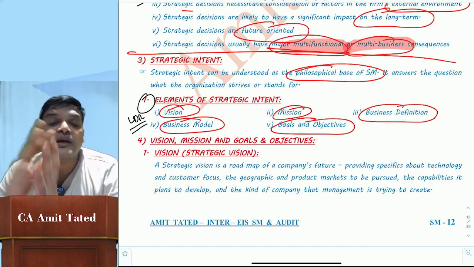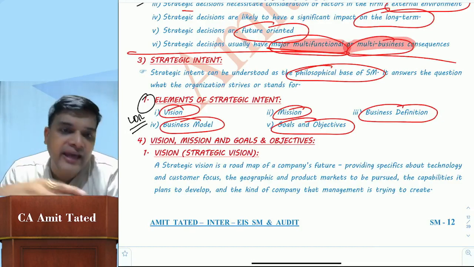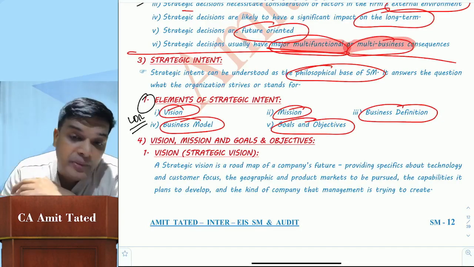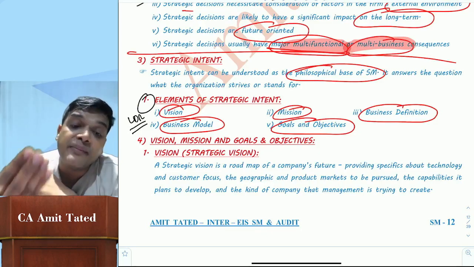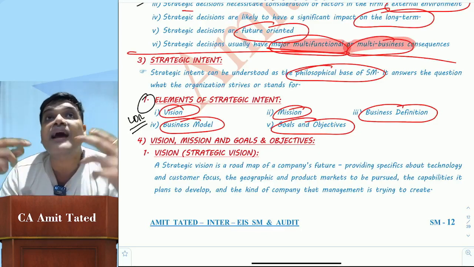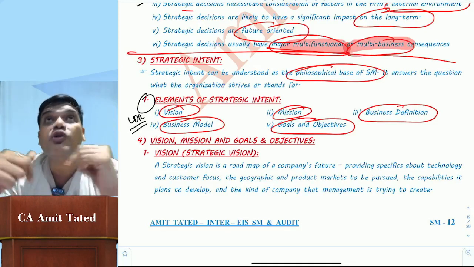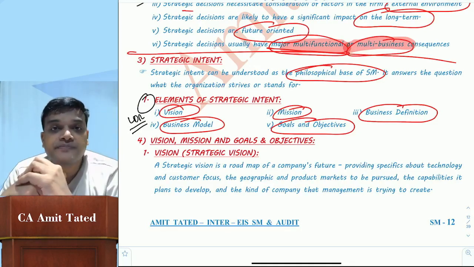Now when I say vision, what is Amit Tated's vision, or what is your vision? If I ask you what is your vision, don't tell me that becoming a CA is your vision. No, becoming a CA is not your vision. After becoming a CA, what will you do? After becoming a CA, I will do practice. I will be teaching. I will become a CEO of a company. This is called a vision.